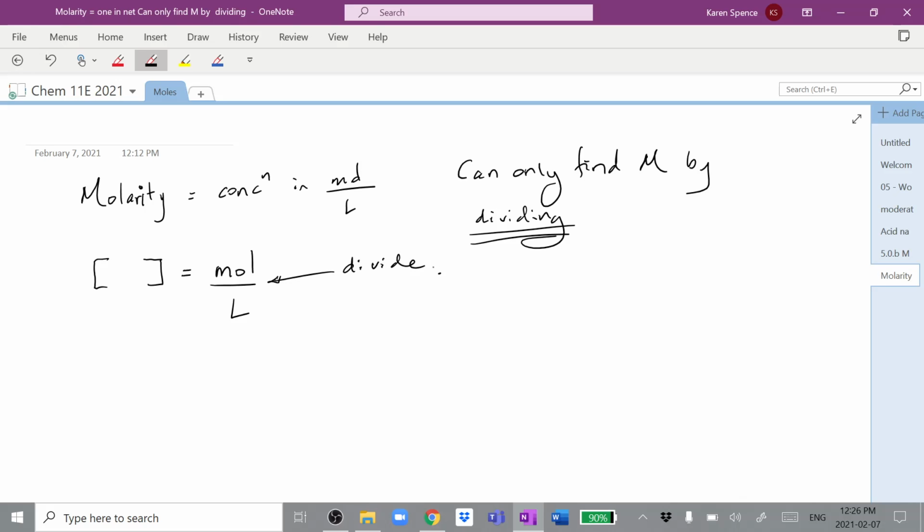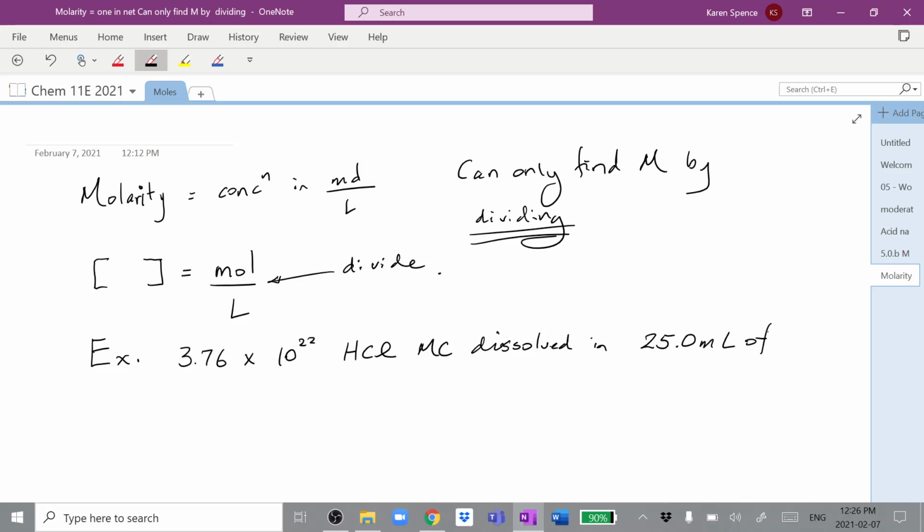Okay, so even if you're doing a conversion somewhere else, remember that in order to find the molarity, you must actually divide. So let's say, for example, you had 3.76 times 10 to the 22 HCl molecules, dissolved molecules, HCl, not H, dissolved in 25.0 milliliters of water.